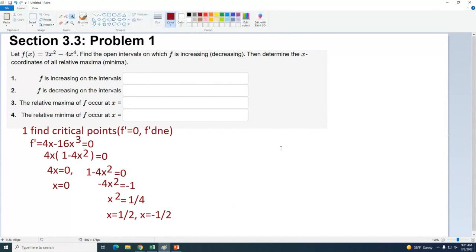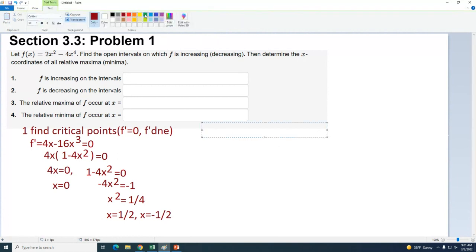That's the solution. So this entire process, letting the derivative equal to 0, allows us to evaluate degree 3. A degree 3 equation is supposed to have 3 solutions. So we get 0, 1/2, negative 1/2. Now we are making 3 cuts of the entire interval.